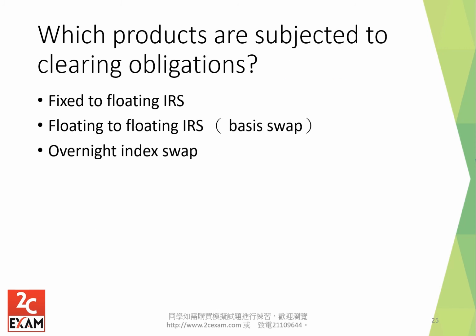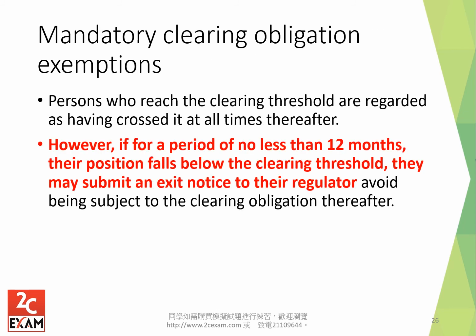So what kind of products are subjected to clearing obligations? Fixed to floating IRS, floating to floating IRS, overnight index swaps. These are all products that are subjected to clearing obligations. That means they must be centrally cleared. Mandatory clearing obligations exemptions.